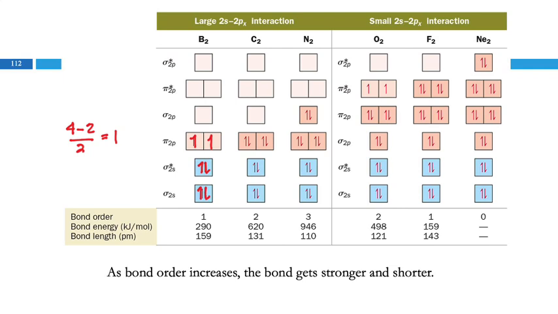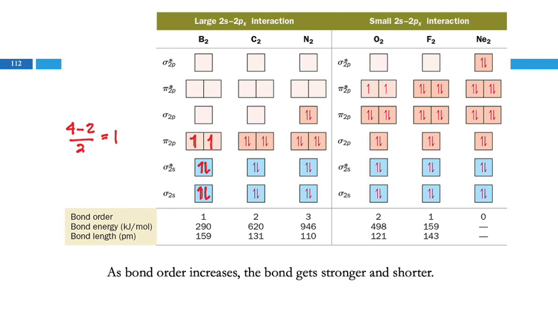And which one of these have you heard of? B2? C2? N2? Yeah, we've heard of N2. Well, N2 has a much higher bond order. So be careful now. This is the typical ordering.